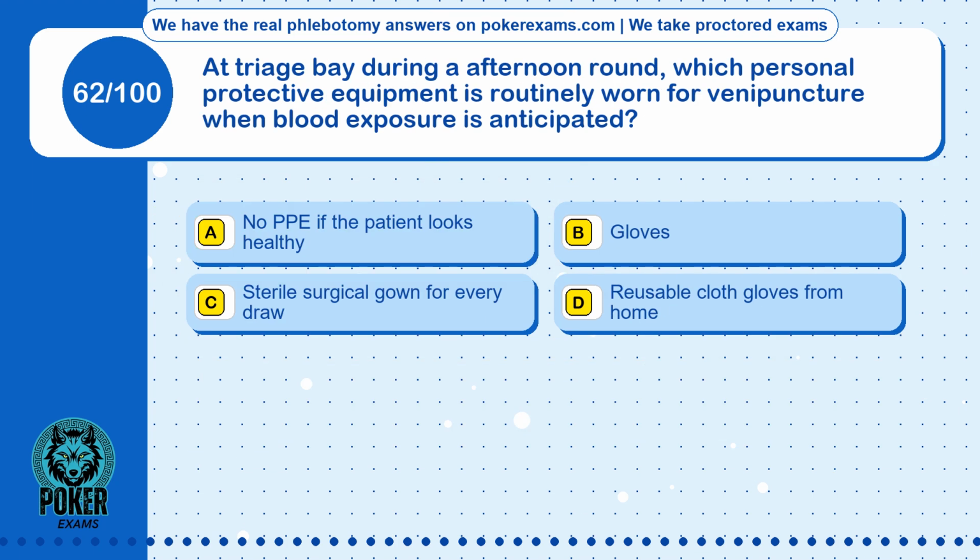Question 62. At triage bay during an afternoon round, which personal protective equipment is routinely worn for venipuncture when blood exposure is anticipated? Option A. No PPE if the patient looks healthy. Option B, gloves. Option C, sterile surgical gown for every draw. Option D, reusable cloth gloves from home.